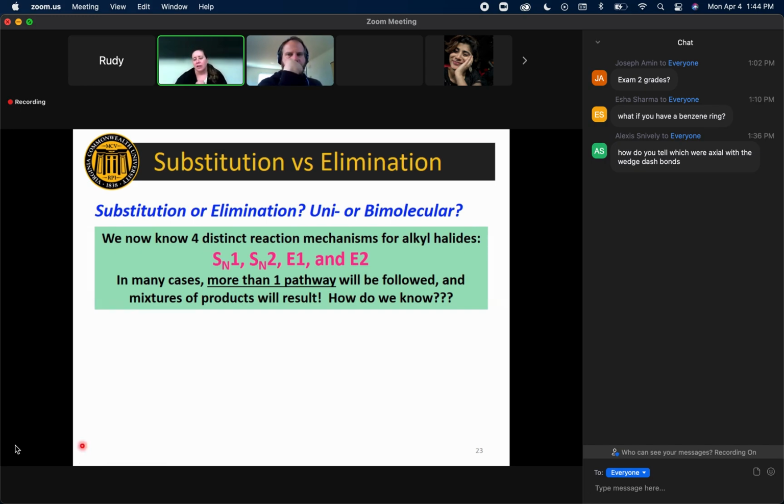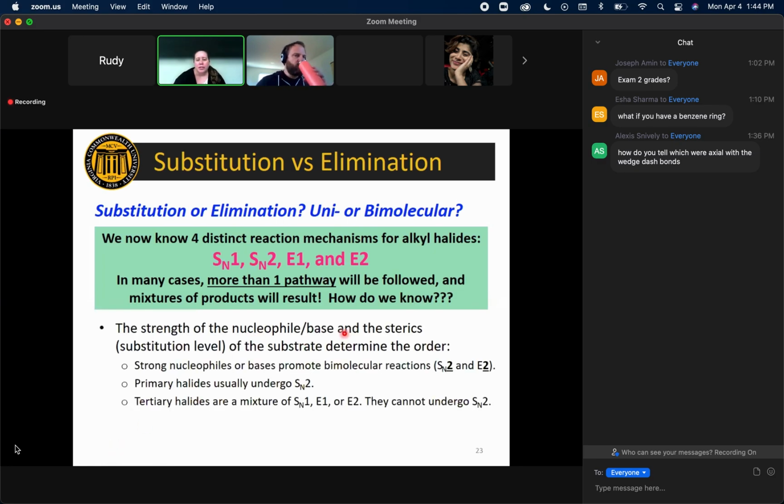You already have it from chapter 6 and from what we've learned so far in chapter 7. I'm going to try to put it together for you in a new way so that you can be a little bit more rational in your approach to these types of questions. The 2 most important things to look at are the strength of the nucleophile or base and the sterics or substitution level of the substrate. And that'll help us determine like 80% or 90% of what we need to determine.